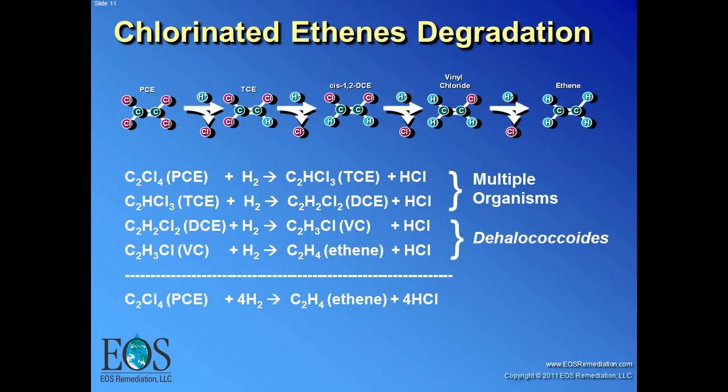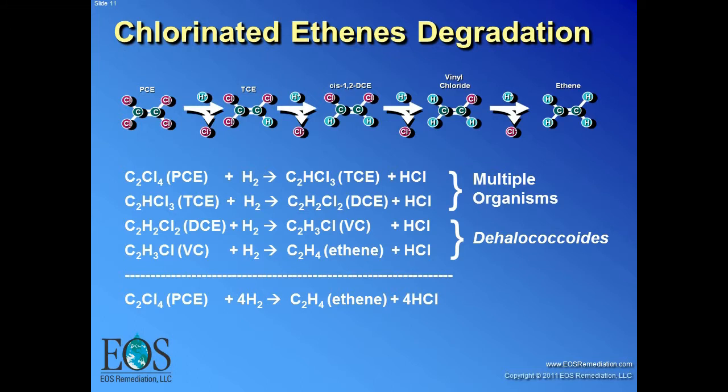Okay, just showing you the classic pathway for reductive dechlorination. If you were trying to degrade PCE, you would try to use a microorganism that would add 1 hydrogen to PCE to form TCE and a molecule of hydrochloric acid. Another molecule of hydrogen would convert it to DCE, and then vinyl chloride and ethene.